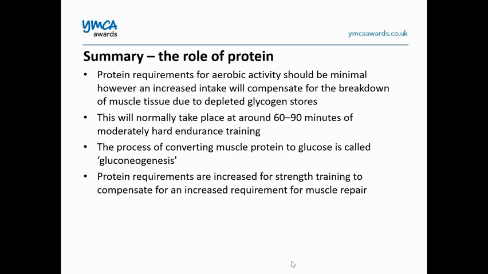And that process again of converting muscle protein to glucose is called gluconeogenesis. So the protein requirements are increased then for strength training, because during strength training you get those micro tears in the muscle, and there's an increased requirement for muscle repair following these sessions. So there is a higher need to intake protein following this kind of training.